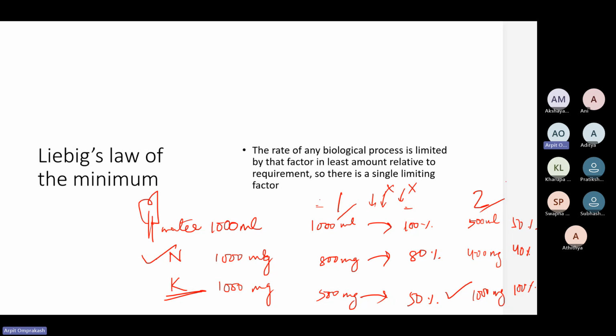But in the second case, if you add more water, growth won't increase. If you add more potassium, growth won't increase. But if you add more nitrogen, growth will increase because nitrogen is the limiting factor, or the limiting nutrient, here.